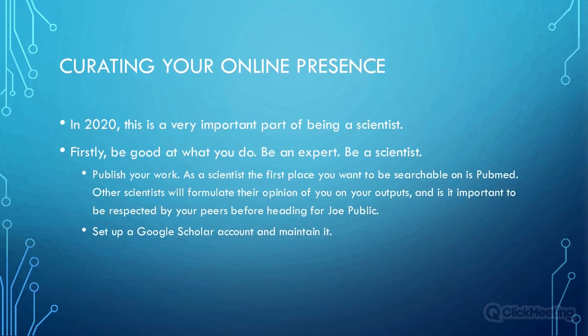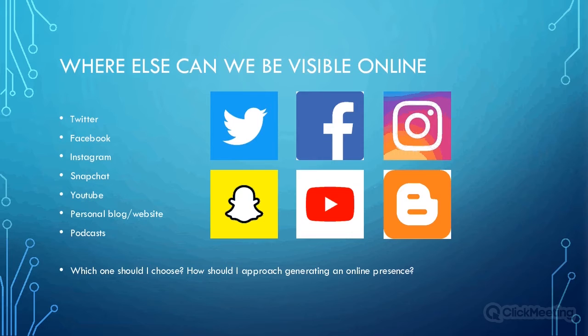So once we've become a scientist and we're good at being a scientist, where else can we be visible online? And so the possibilities are endless, as they say. And so here are a few examples. These are the really mainstream examples. So, there are Twitter, Facebook, Instagram, Snapchat, and they're really your core social media platforms. But, there's also YouTube, personal blogs and websites and podcasts, which offer things that are a little bit different.